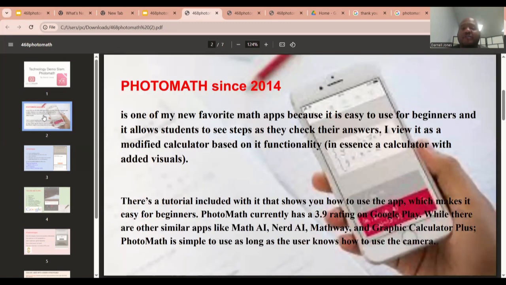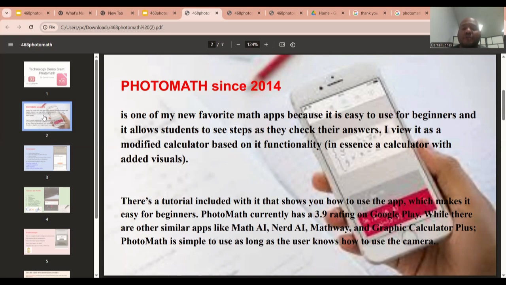PhotoMath has been around since 2014. It is one of my new favorite math apps because it is easy to use for beginners and it allows students to see steps as they check their answers. I view it as a modified calculator based on its functionality. In essence, a calculator with added visuals.